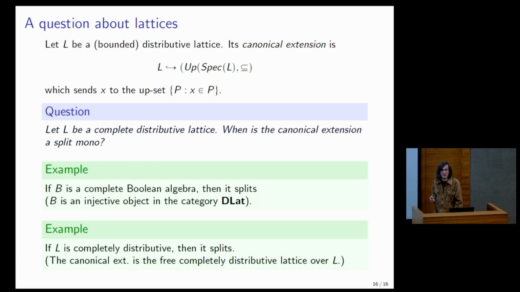Okay, so if you know the answer to either the model theory or the lattice theory question, then let me know.